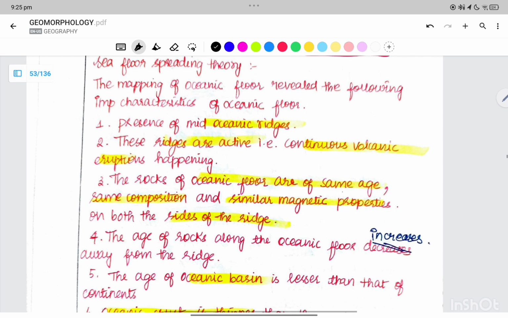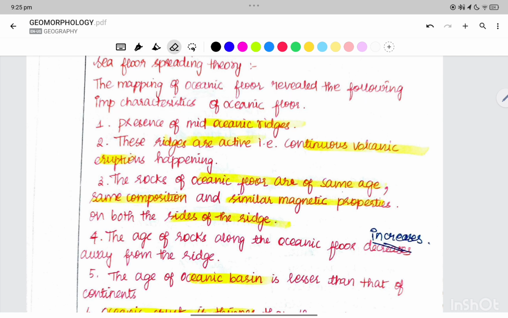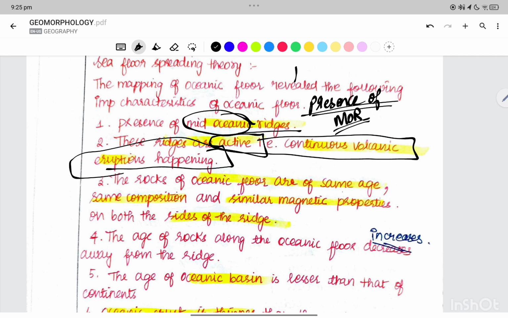Sea floor spreading theory: the mapping of the oceanic floor revealed the following important characteristics of the oceanic floor, right? The first is the presence of mid-oceanic ridges, for example the Atlantic ridge. These ridges are active and there are continuous volcanic eruptions happening. So there is a presence of mid-oceanic ridges, and the ridges are active.